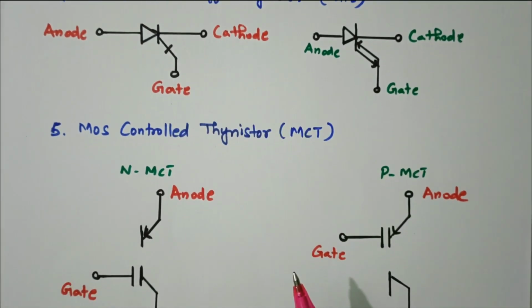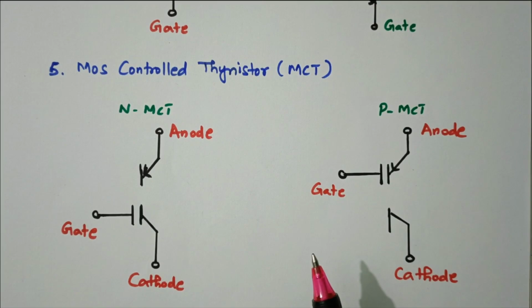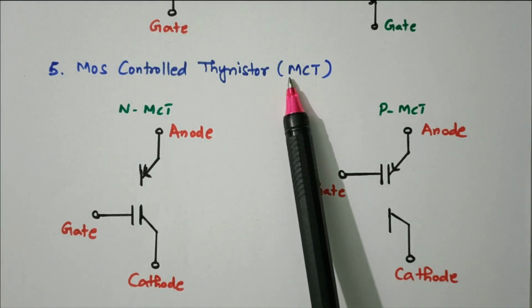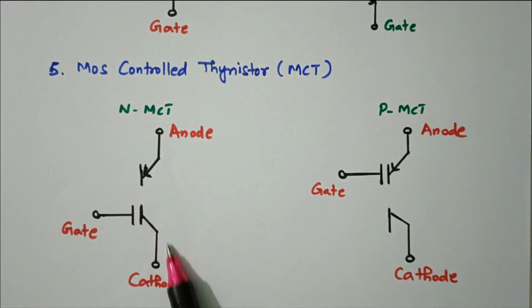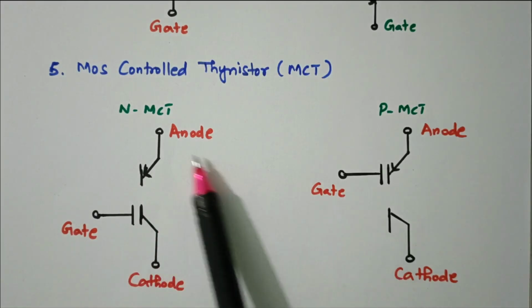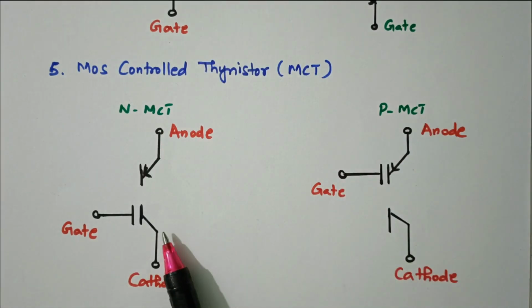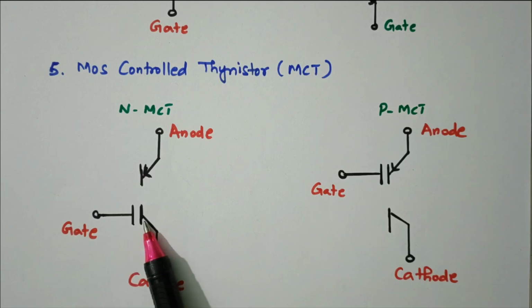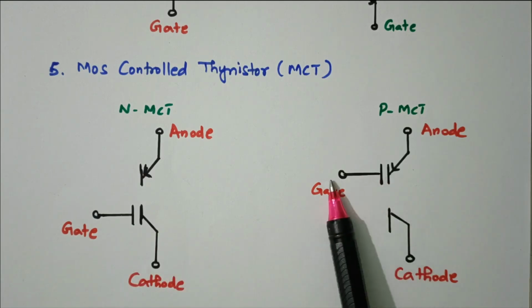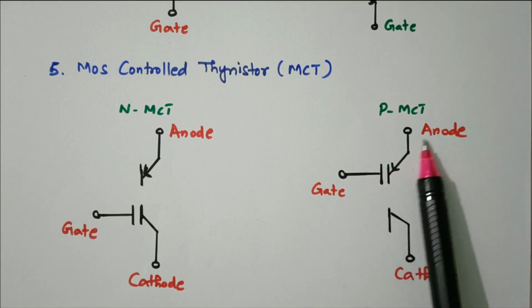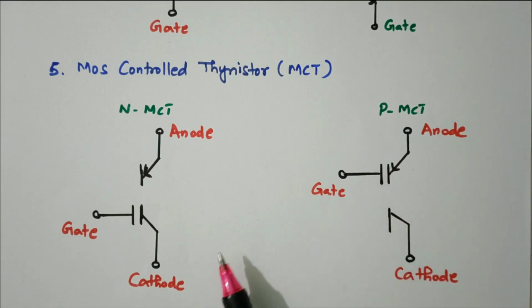Then the MOS controlled thyristor, MCT. This symbol is given. There are two types available, N-MCT and P-MCT. Here the gate terminal is given in the cathode. Here the gate terminal is given to the anode, connected through the anode. That is the difference. Now we'll see the remaining, TRIAC and DIAC.